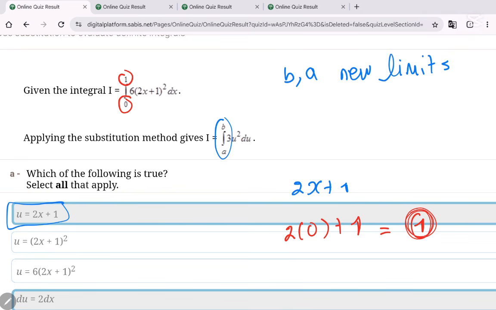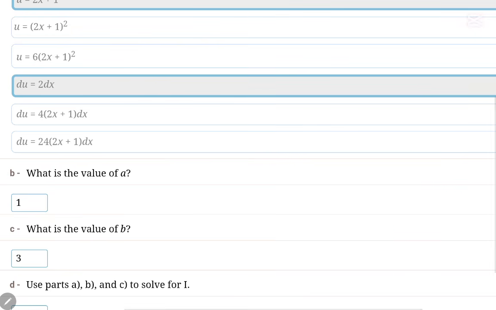So 1 is my lower limit. So A is equal to 1. And then 2 times 1, which is the original higher limit, plus 1. This will give me an answer of 3. So B is equal to 3. So this is how I find the value of my new limits. A is equal to 1. B is equal to 3.